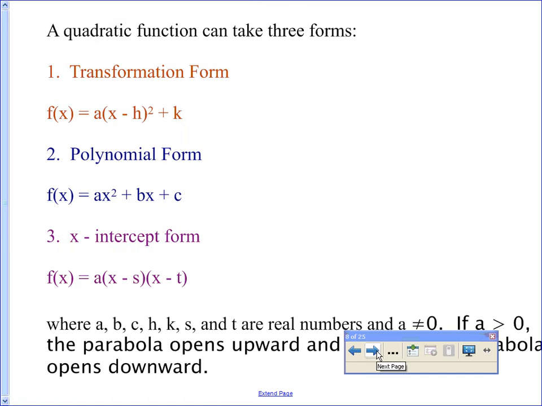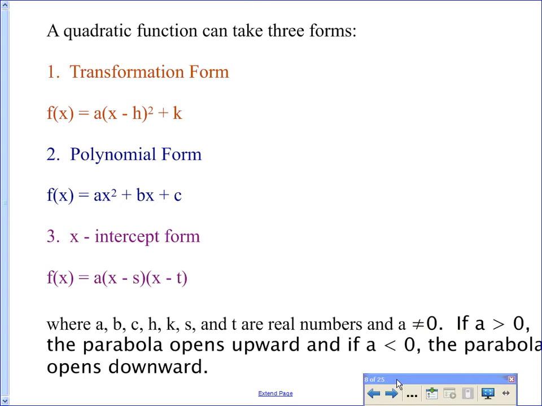So a quadratic function can take three forms, and we're going to talk about these three forms today and actually be able to write an equation, going from one form to the other. It could take transformation form, and that's the first one I give you. It could take polynomial form. It could take x-intercept form, and in all of these cases, a, b, c, h, k, s, and t are all real numbers, and a cannot be equal to 0.